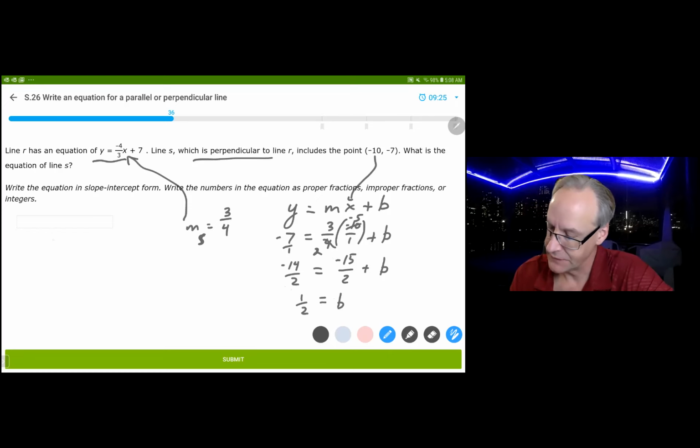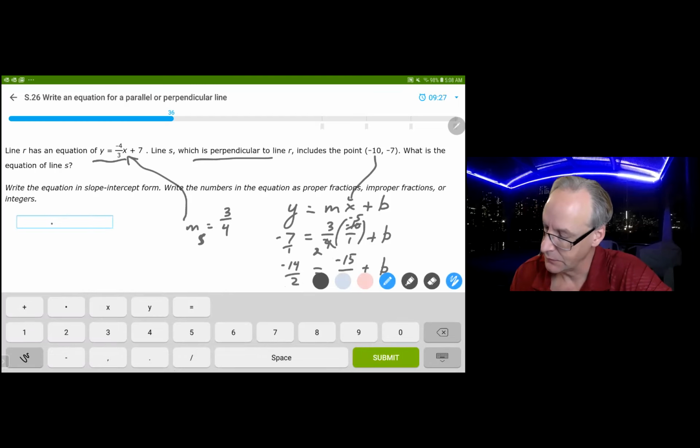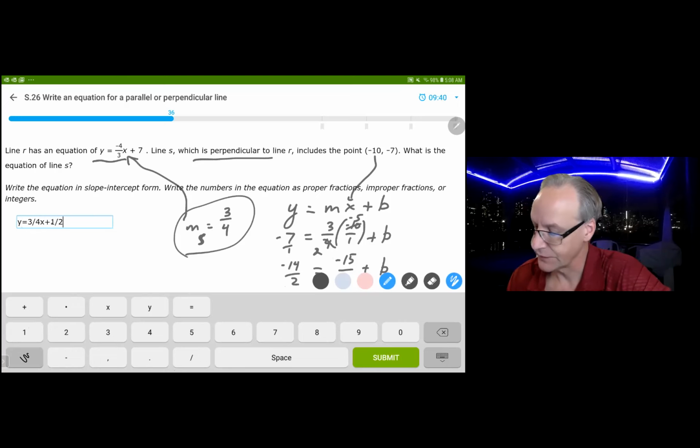So I have my equation. I'll go ahead and just put it in. Y equals 1/2 x, no, 3/4 x, sorry. There it is. 3 over 4 x plus 1/2. Let me make sure. Yeah, it's 1 plus 1/2.